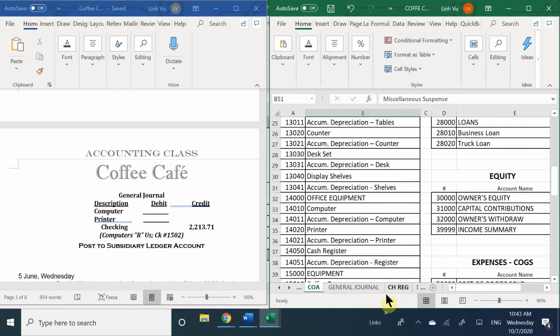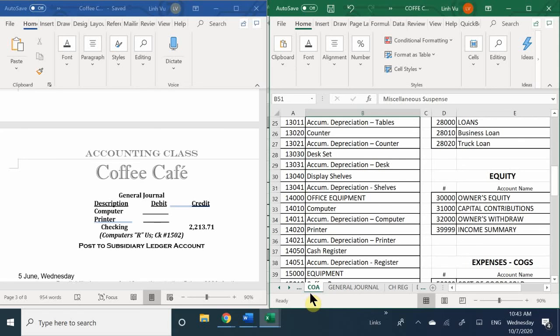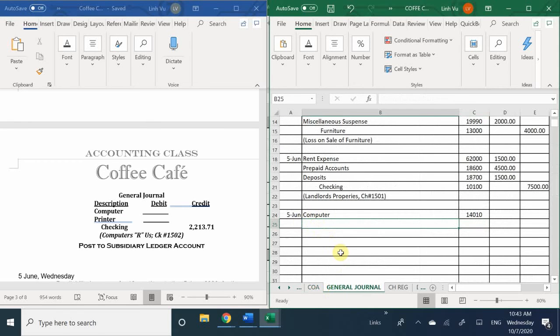14010. Good. So computer, 14010 is the computer. What about the printer? 14020 is for the printer. Okay, so 14020 is the printer. And lastly, I'm going to be writing my check out.